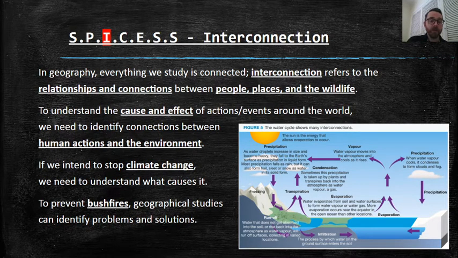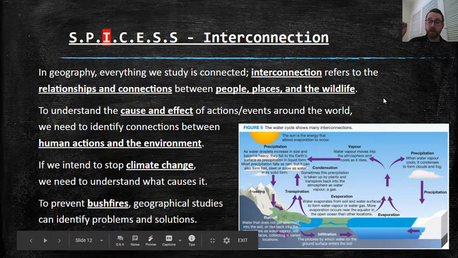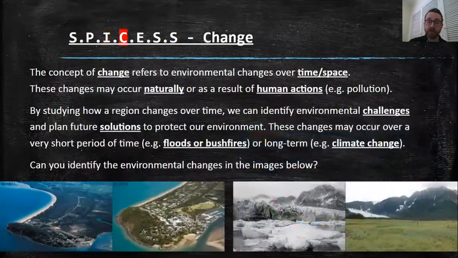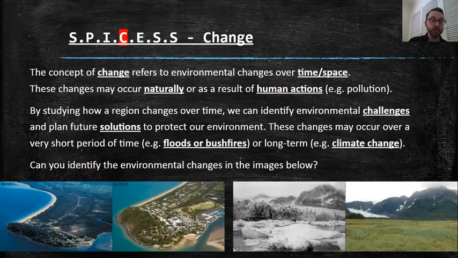We need to identify connections between human actions and the environment. If we intend to stop climate change, we need to understand what causes it. To prevent bushfires, scientists and geographers undertake geographical studies to identify problems and solutions. For example, the water cycle is a really good example of interconnection, of the connections and relationship within our environment. So all of these different things, all these different processes in places around the environment connect and will impact your life if you drink water, which I hope you do.